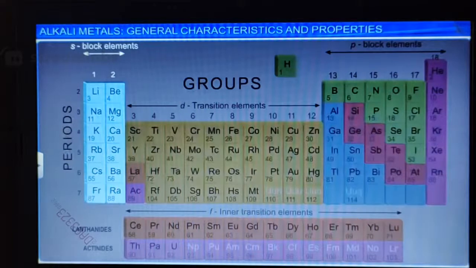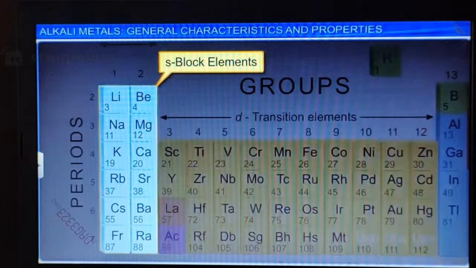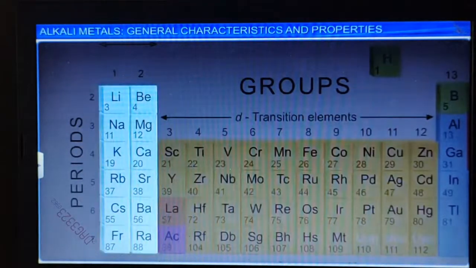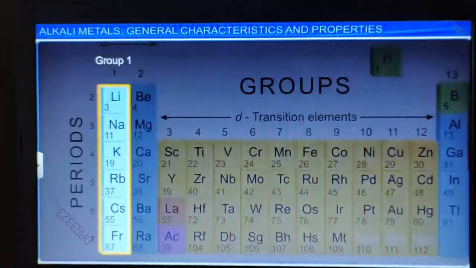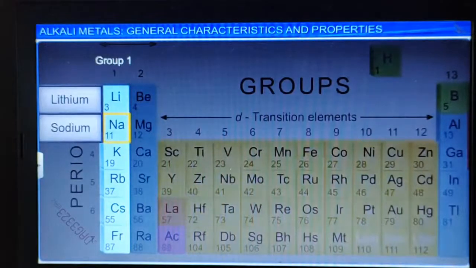If you see, they are found in the extreme left of the periodic table. They are known as S block elements. Why? Because their outer or valence electrons enter the S orbital. Okay. And a maximum of 2 electrons can be accommodated. Group 1 has NS1, group 2 has NS2.